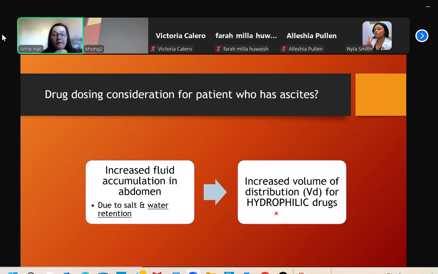So if it's a hydrophilic drug, we might need a higher dose of that drug to get a therapeutic effect, because it's distributing outside the vasculature.